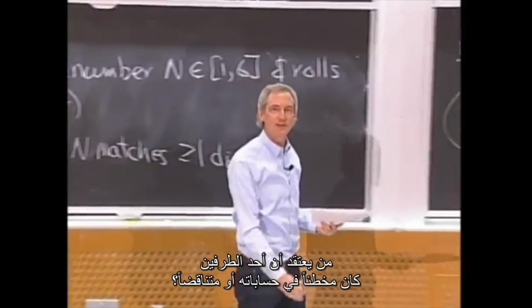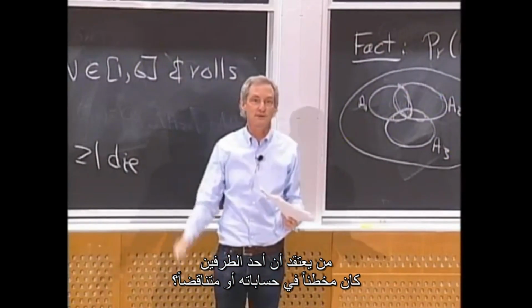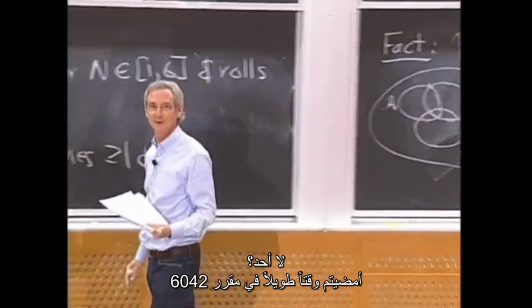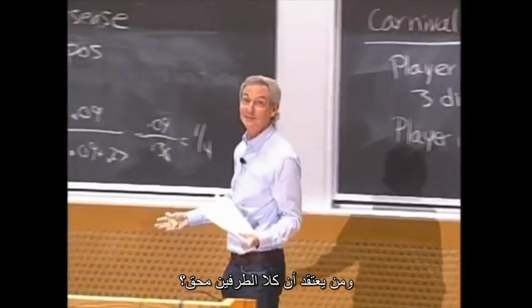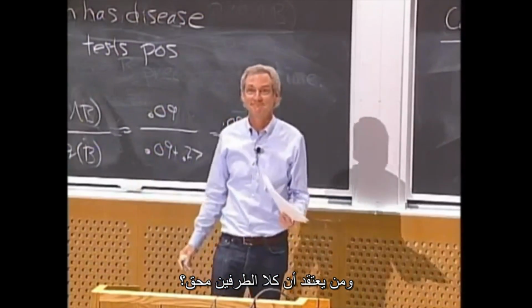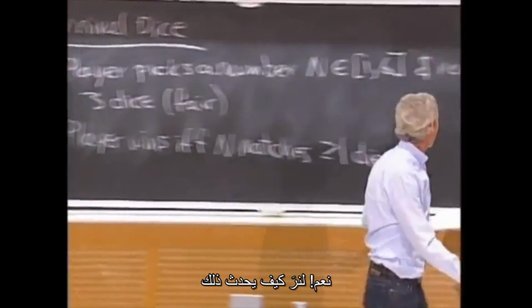How many people think that one of the sides actually, when they looked at the studies, was wrong, that they're contradictory? Oh, nobody? Yeah, you've been in 602 too long. How many people think it's possible that both sides were right? Yeah. All right, so let's see how this works.